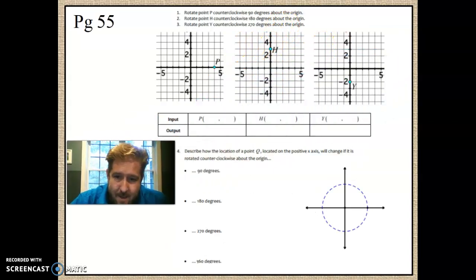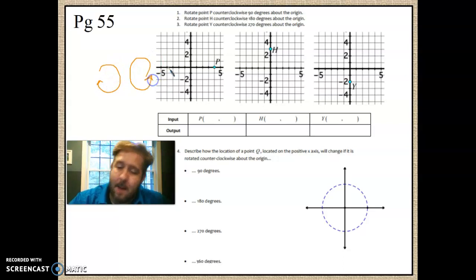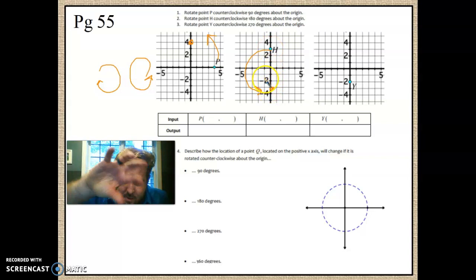All right, so we're going to be rotating and turning either clockwise or counterclockwise. Clockwise goes this way, whereas counterclockwise would go the opposite direction. So it says rotate point P counterclockwise 90 degrees. Counterclockwise will be this direction. If it's at 0, 4, it's going to end up at... if it's at 4, 0, it's going to end up at 0, 4. If I go 180 degrees like this, starting at 0, 3, it'll end up at 0, negative 3, because I've literally turned it around 180 degrees.